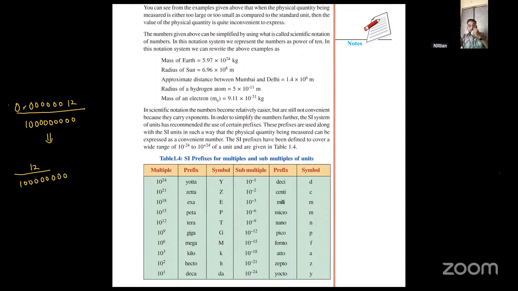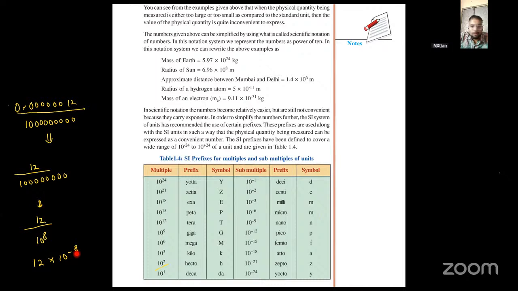Understood? So now basically, can I write it like this, 12 upon 10 to the power 8, because 8 zeros are there? Understood? Yes or no? And if I send this number with the positive power to the numerator, it will become negative power, like this: 12 into 10 to the power minus 8. Why did minus 8 come? Because the real position is in the denominator, but now I'm sending it to the numerator, so the positive power will become negative power.